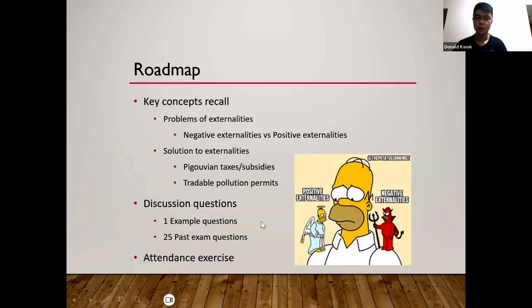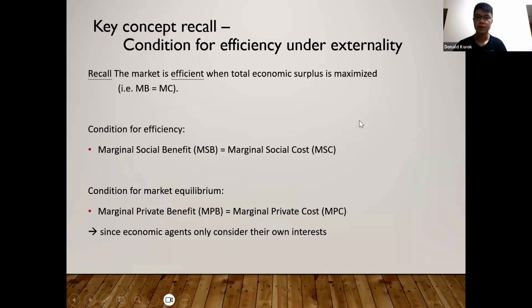So anyway, let's start with the condition for efficiency first. Recall what we have learned in a very early chapter in economics, that the market is efficient when total economic surplus is maximized. And the equivalent condition is marginal benefit equals marginal cost. So in this chapter on externality, we would like to extend this MB equals MC rule to tackle the problem of externality. So we have two conditions put down here.